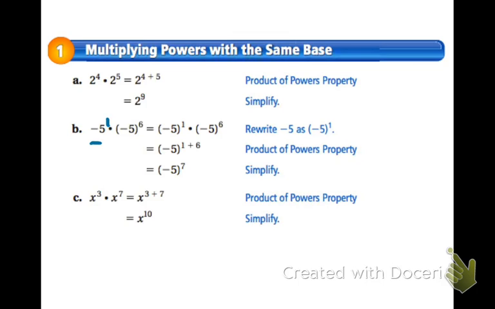But also keep in mind that this base and this base must be the same. If this happened to have been a positive 5, it is not the same as a negative 5. So the bases are the same. That's what makes this property usable. For c, if it's a variable base and it's the same letter, so x cubed times x to the 7th gives us 10 factors of x.